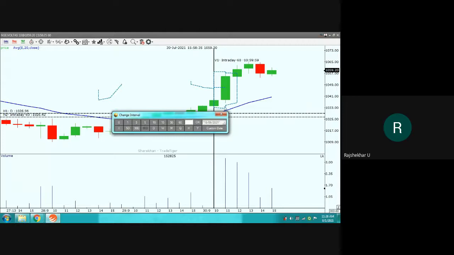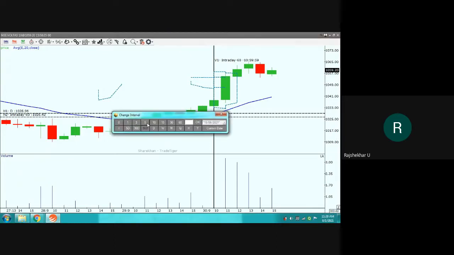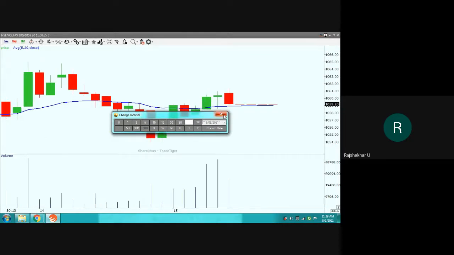Hourly तो बहुत late हो जाएगा. If you try to enter after hourly closing, the stock is already here, right? So there is no point in entering at this peak. So what we can do is make sure that the stock is above the moving average lines and the volumes are building up. So we can go to 5 or 10 minutes. Preferably 5 minutes is good.